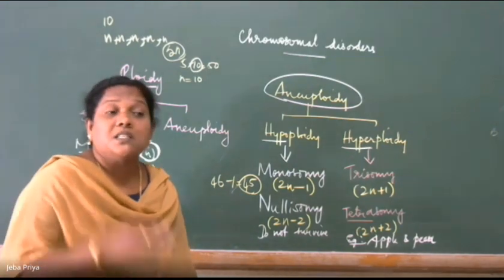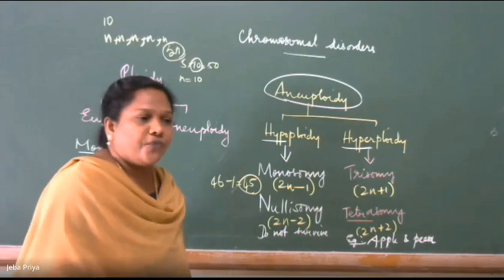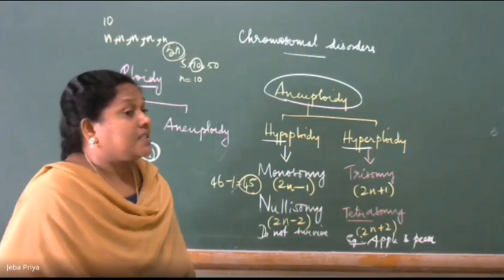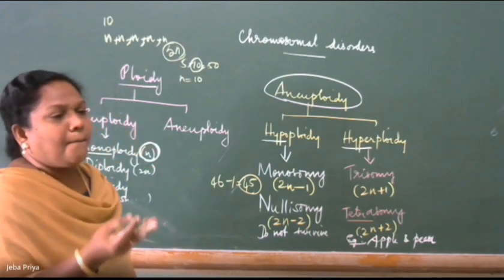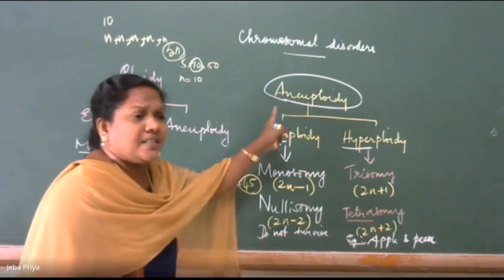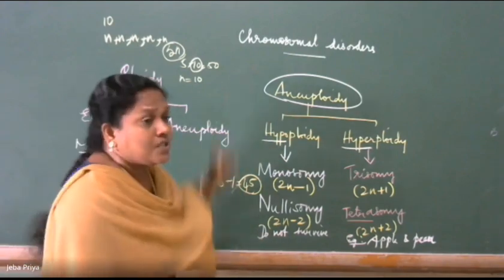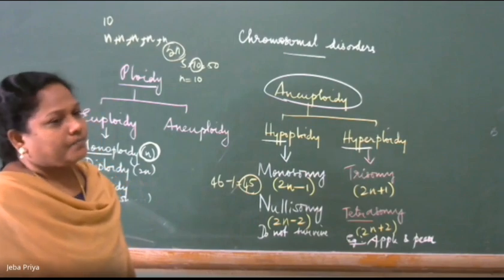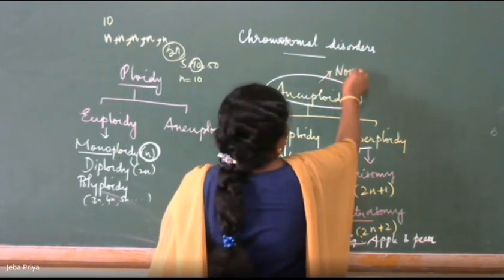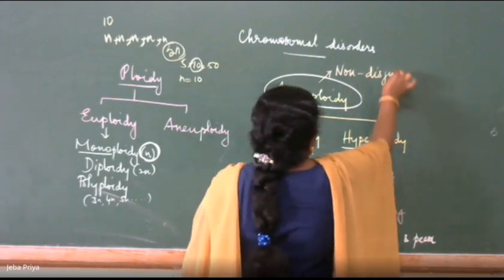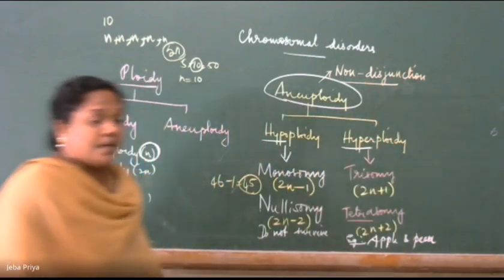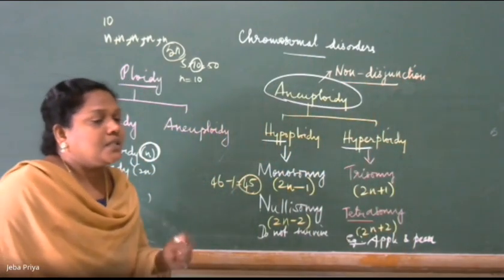So what are the stages that take place in cell division? You have prophase, metaphase, anaphase, and telophase. So when does this aneuploidy occur? When does this chromosomal disorder occur? It is due to non-disjunction of chromosomes. The term non-disjunction is a very important term, non-disjunction of chromosomes.